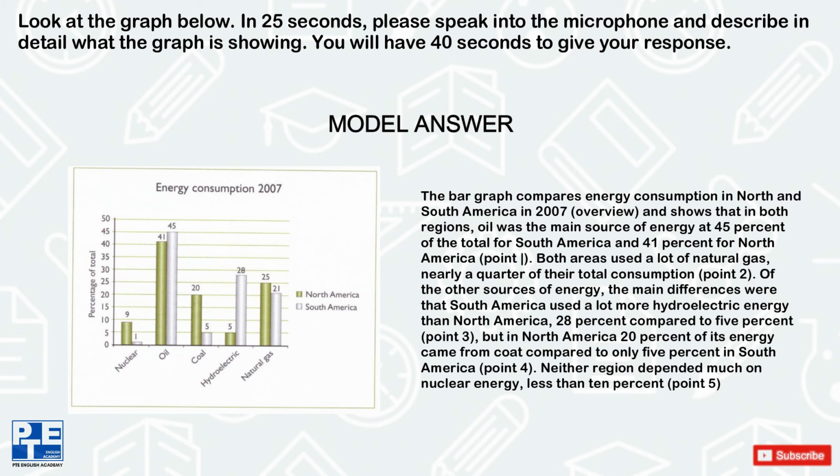Of the other sources of energy, the main differences were that South America used a lot more hydroelectric energy than North America, 28% compared to 5%, point 3, but in North America 20% of its energy came from coal compared to only 5% in South America, point 4. Neither region depended much on nuclear energy, less than 10%, point 5.